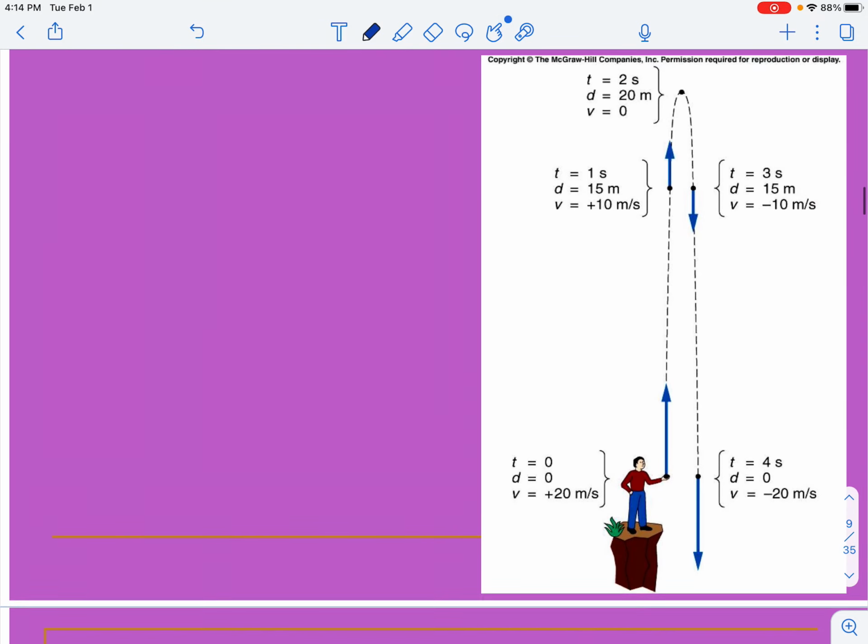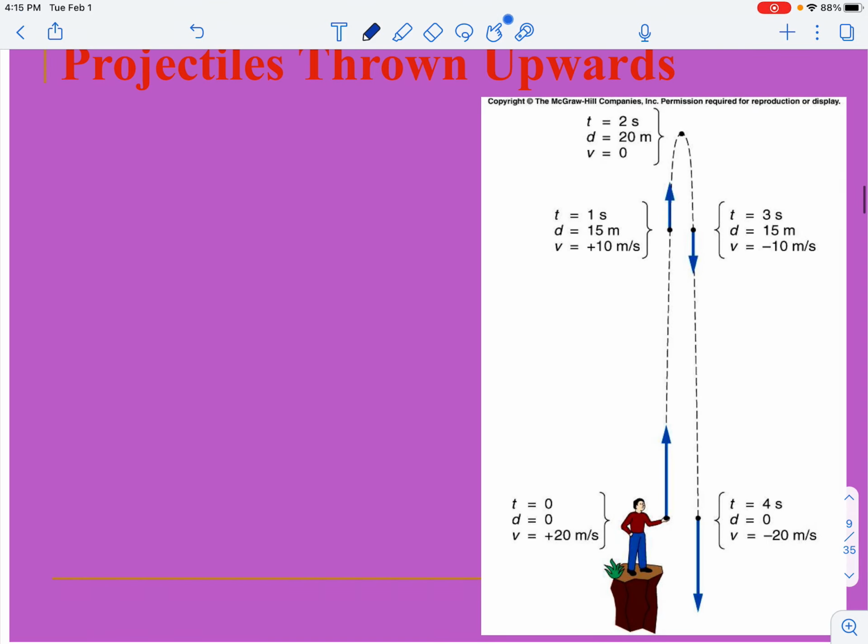Okay, so now we have an illustration here that has some values for us, and I just want to take a moment to look at some of the numbers that they've provided for us, and let's just draw some conclusions here. We have a velocity of positive 20.